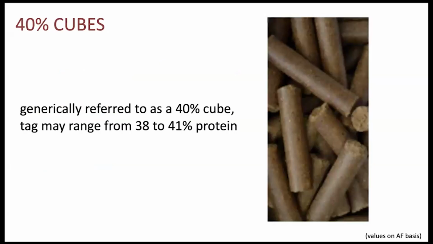I mentioned the term 40% cube. That's just a generic term. When we look at those cubes, they'll typically be tagged as 38 to 41% protein. And basically, that is just straight cottonseed meal that they put in a cube. Sometimes it's 100% straight cottonseed meal. Sometimes it's cottonseed meal with a little bit of binder in there as well.